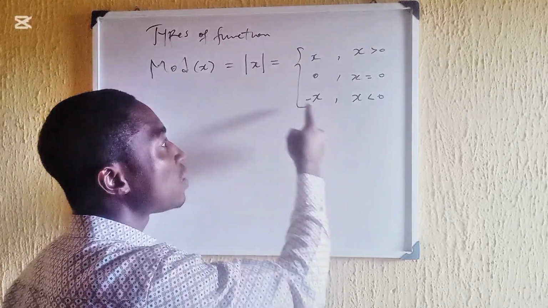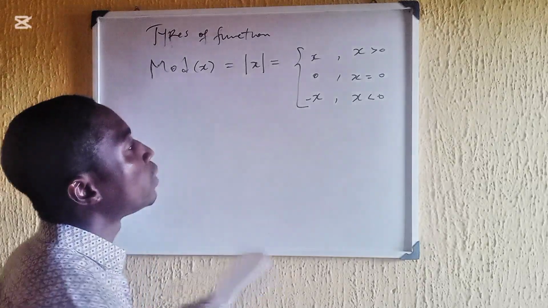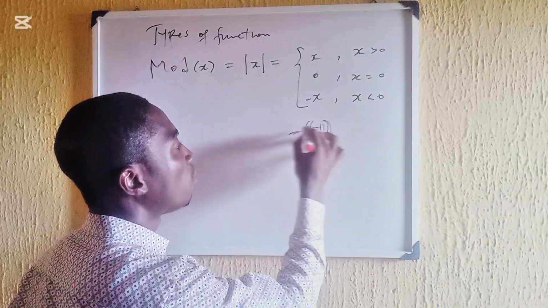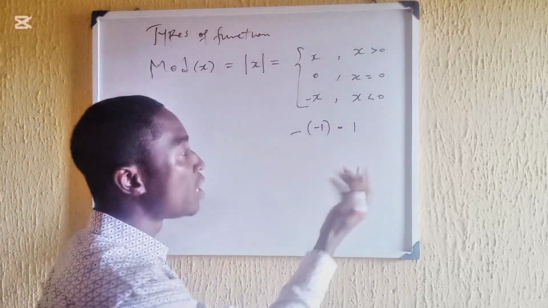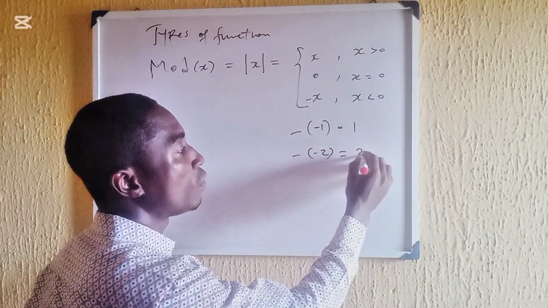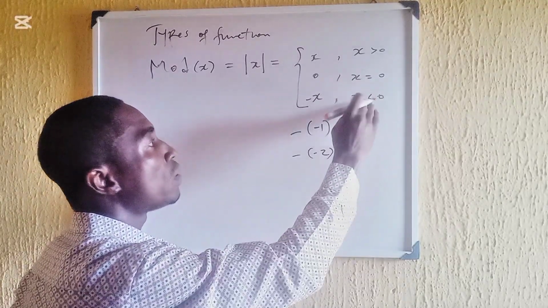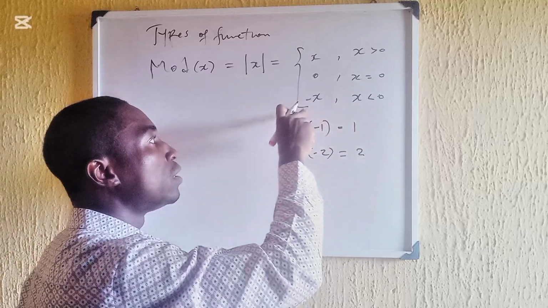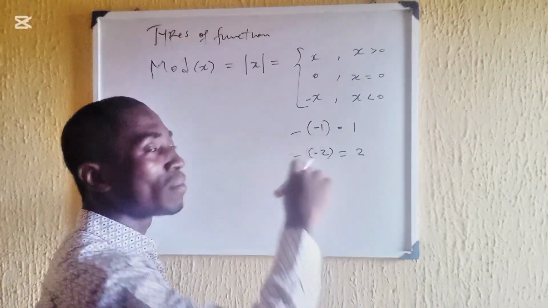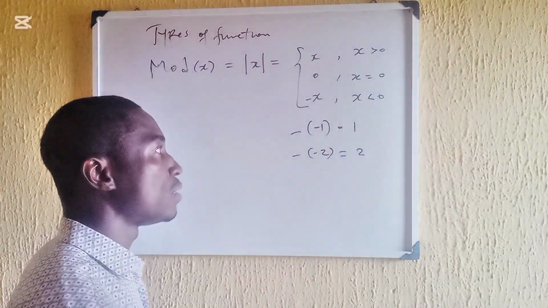Negative of x. The essence of this negative is to make the value become positive. Now take for instance, x is minus 1. Take the negative of minus 1, you'll be having 1. X is minus 2. Take the negative of minus 2, you'll be having 2. So that's what this part means. Once x is a negative value, the result will be the negative of x, and that makes that value become positive.